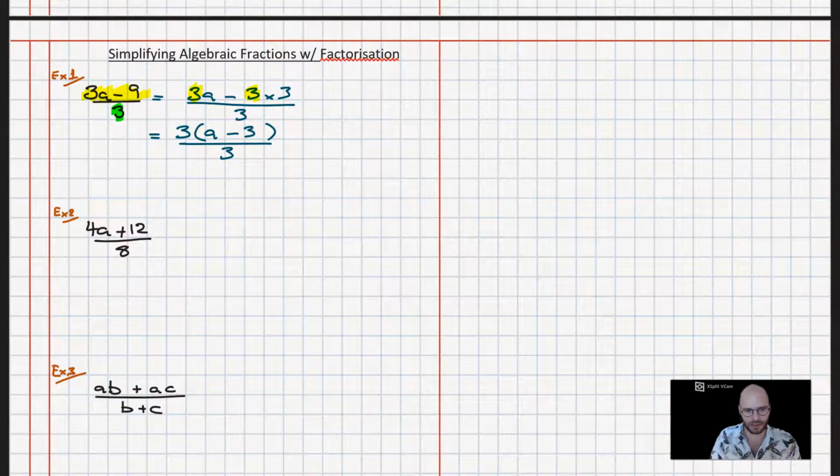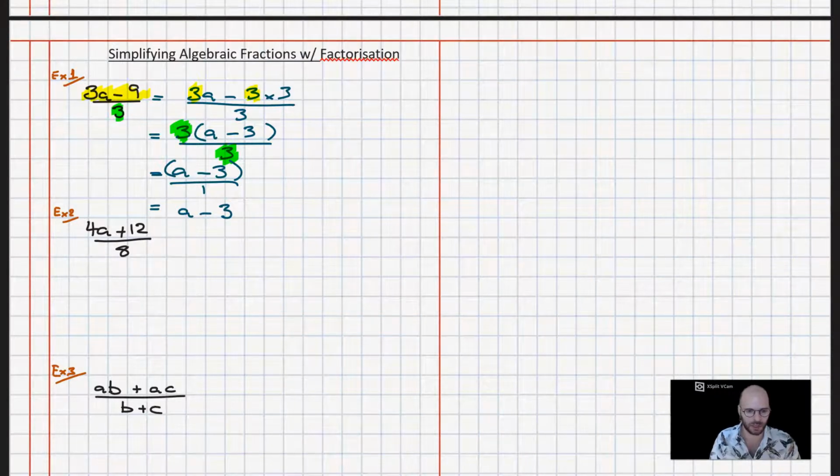Now we can highlight our 3 here and our 3 here. They're going to cancel out, and that's going to leave us with a over 1, and that simplifies down to a take 3. So what we've done in the first 3 lines here is explicitly show how we can go from 3a minus 9 all over 3 down to a minus 3.